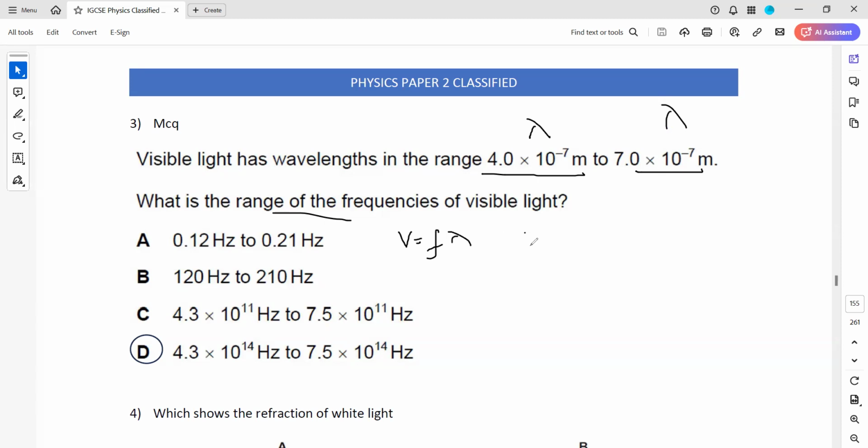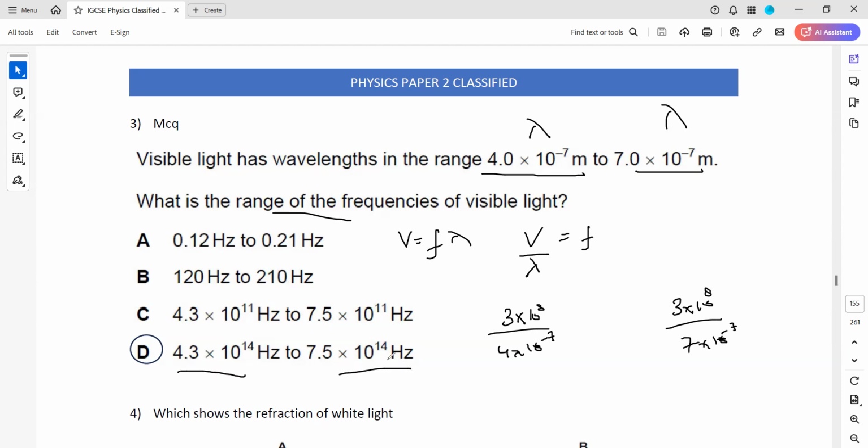So if we need the frequency, speed divided by wavelength will be frequency. So the speed of light, or speed of electromagnetic waves, is 3 times 10 to the power 8, and the wavelength will be 4 times 10 to the power minus 7. This will give us a frequency, and same thing for the other wavelength, 7 times 10 to the power minus 7, so 3 times 10 to the power 8 divided by 7 times 10 to the power minus 7. When we divide, it will match with 4.3 times 10 to the power 14 to 7.5 times 10 to the power 14. Because the speed of light waves, or all electromagnetic waves, is 3 times 10 to the power 8 meters per second.